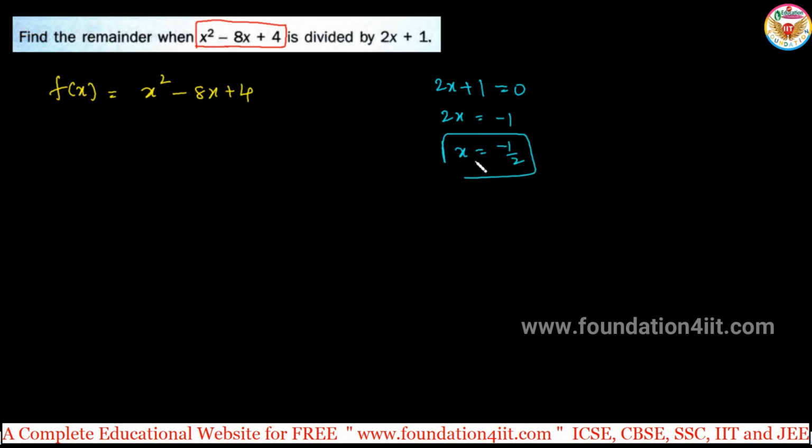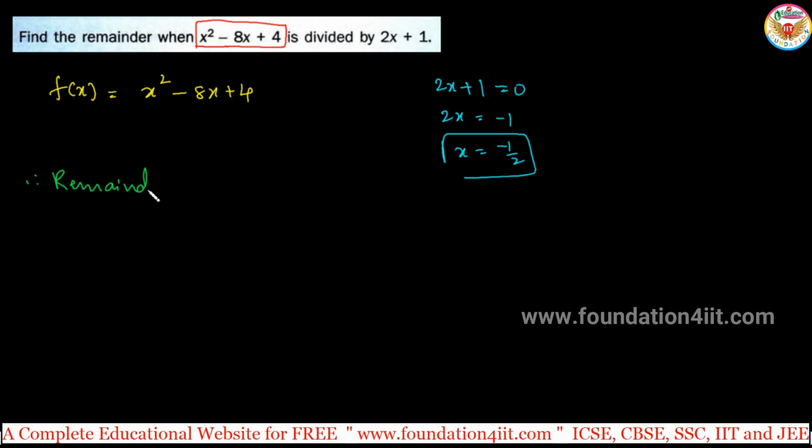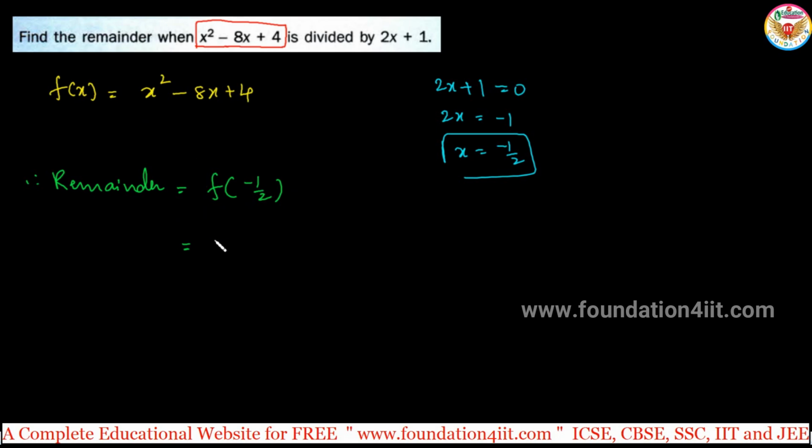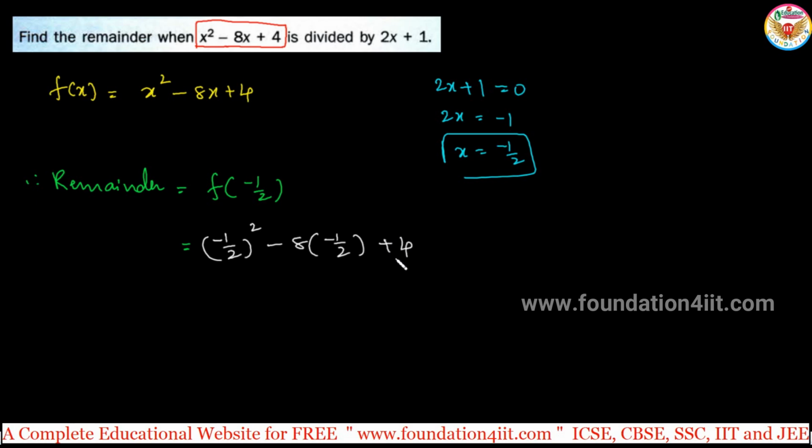Right? This we can calculate roughly. So now after getting the x value, the remainder is f of minus 1 by 2. So therefore we'll find the remainder directly. They're asking only to find the remainder. So remainder is equal to f of minus 1 by 2. That is, in the place of x you have to replace this minus 1 by 2. x square, so minus 1 by 2 whole square. 8 into x, so minus 8 into x, where the x value is again minus 1 by 2, plus 4.